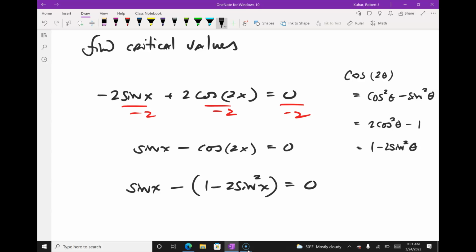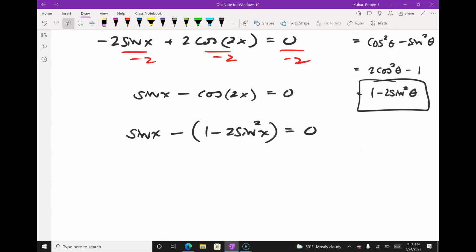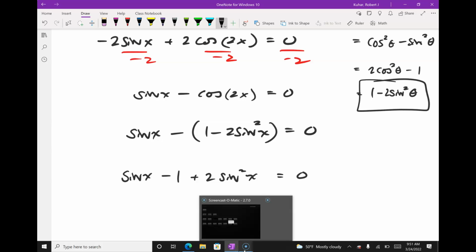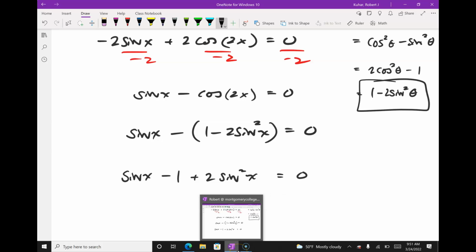This is it. Yeah. So what do I get when I simplify this? Sine x minus 1 plus 2 sine squared x. And I notice, and I did so many of these in pre-cal and trig, that it's a quadratic, because I took trig, I took pre-cal.